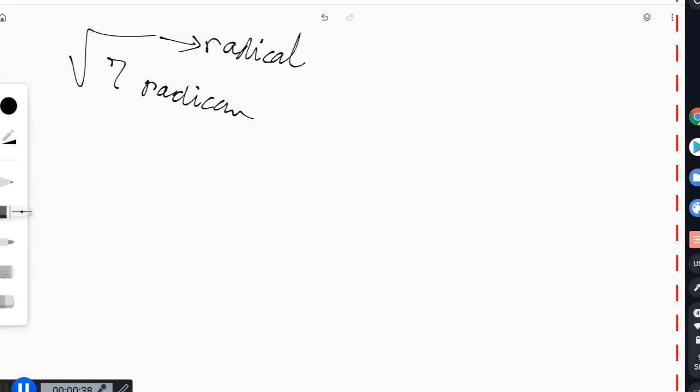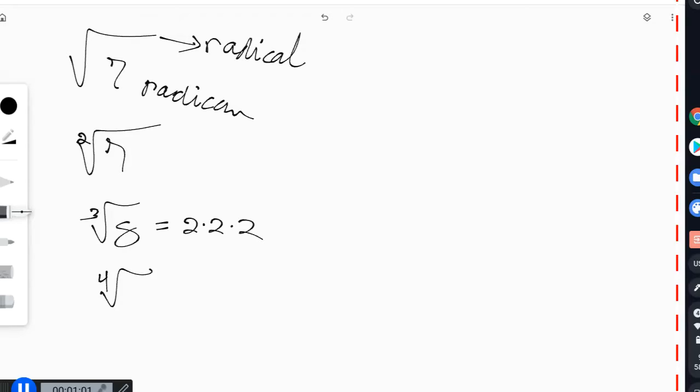When it's just like this with no number, it's always a hidden 2, meaning we're taking something that multiplies by itself twice to equal 7. Whereas if it was a cubed root, it would be 2 times 2 times 2 equals 8. And you can do fourth roots, like 81 is 3 times 3 times 3 times 3. You can do any number of roots. If there's nothing listed, it's a 2.